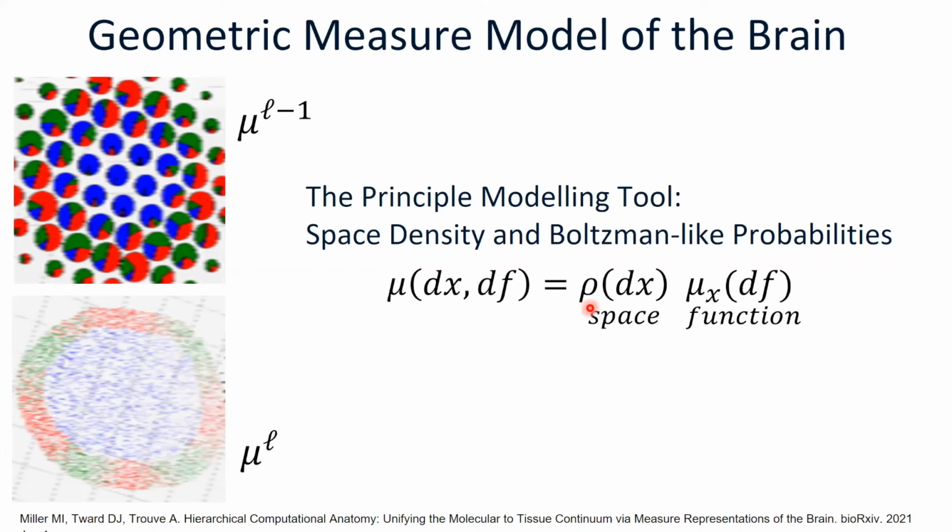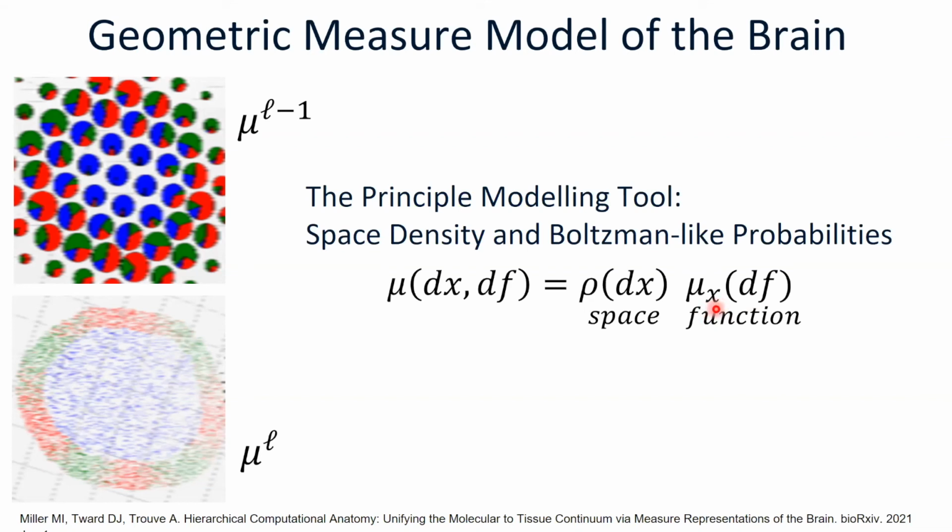Now, there are two parts to it. There's a space density part, and there's something that we should think of like the Boltzmann distribution. There's a field of them. So for every position X, there's a conditional probability law that tells you about the functional feature, the amount of the feature as a probability measure at that X. So we call it a field of these.